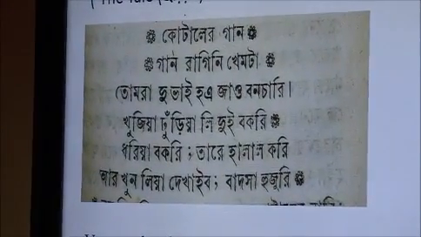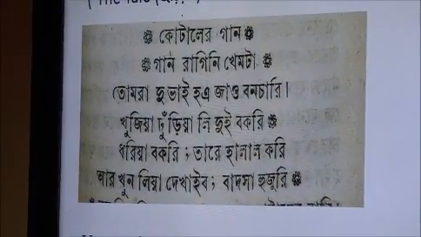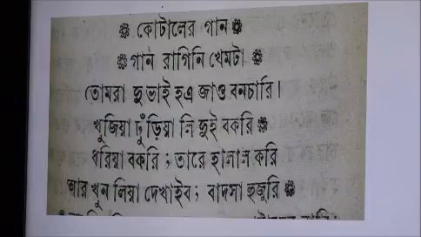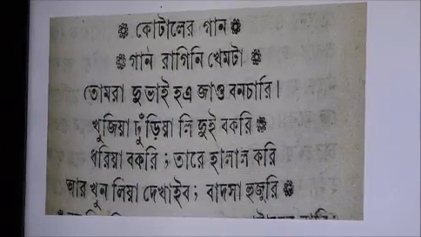Gan Ragini Kempta, Tomra Dubai, Hoye Jao Bonachari, Kujia Dore Ali Doi Borkari, Doria Bokari Tare Halaur Kori, Arkuna Lia de Kaibo, Bacha Hujuri.